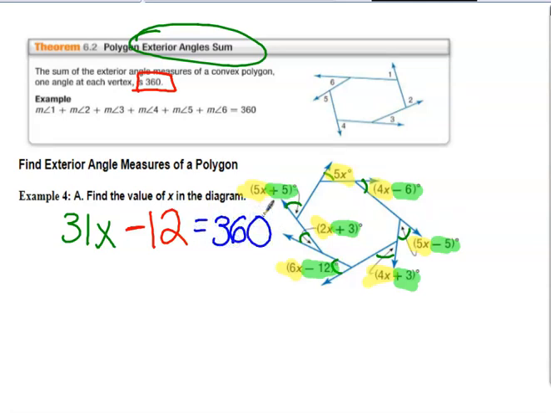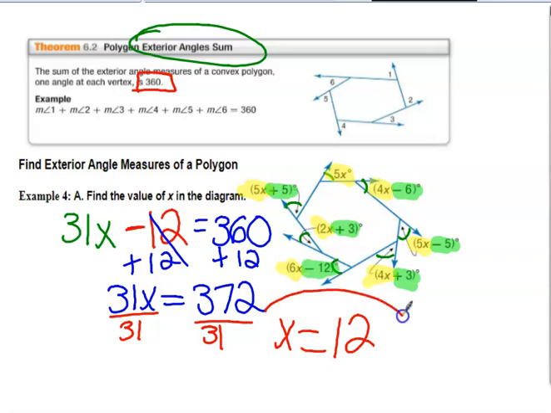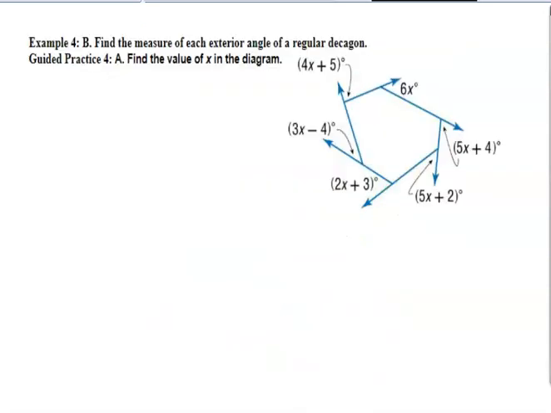Okay? We're talking exterior angles now. I'm going to add 12 to both sides, and I get 31x equals 372. Divide both sides by 31. And x equals, so let's put that into our calculator. 372 divided by 31 is 12. x equals 12. That's the value of x. Awesome.